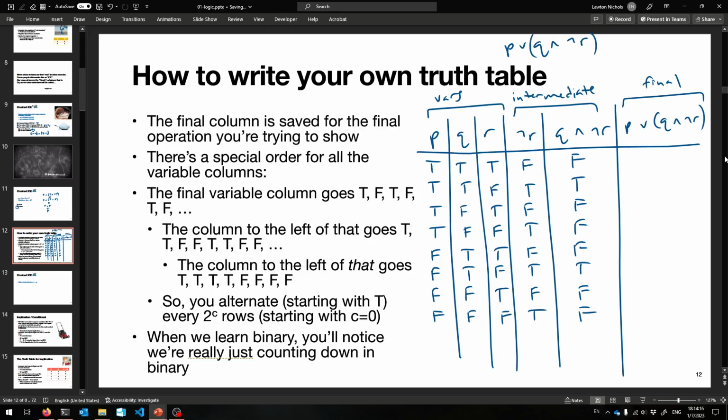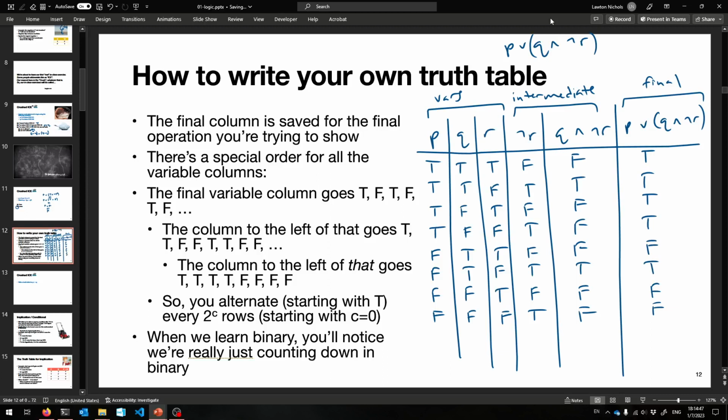Does that make sense? So the final column is saved for the final operation you're trying to get at the very end. And now you can really easily get the answer because, all right, here's my P, here's my Q and not R. I need to OR them together. So this is obviously true. I need to OR these two together. True ORed with true, that's true. I need to OR these together. True ORed with false, that's still true. And then you just keep going. That's true. This one's false. This one's true. And the rest of these are false.